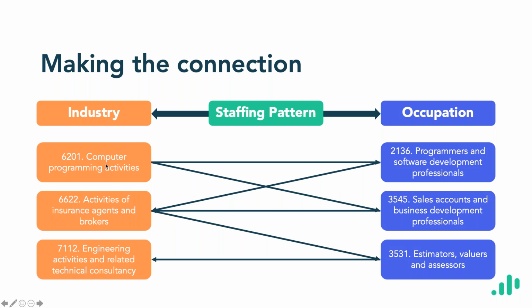So looking at this example here, if we look at industry, we can see computer programming activities as an industry, and if we follow the lines across, we can then see examples of the occupations which are employed within those industries. The first one being programmer and software developer, probably no surprise there, but the second one is sales, accounts and business development professionals. So when we look at the data within the tool, we'll see how we can make that connection from industry to staff employed within an industry, and we'll hopefully see that today.